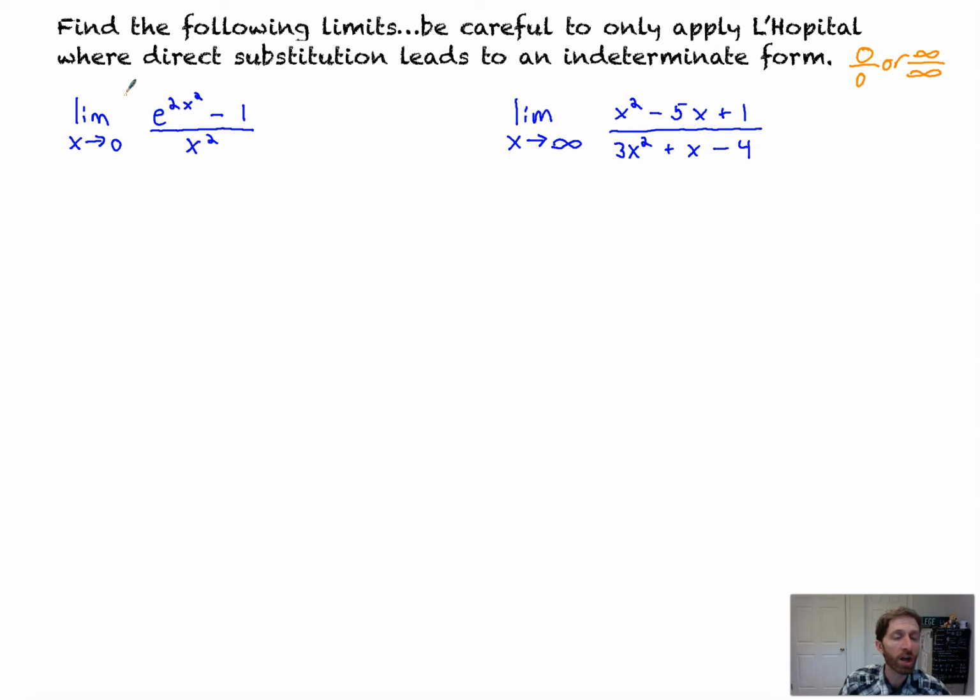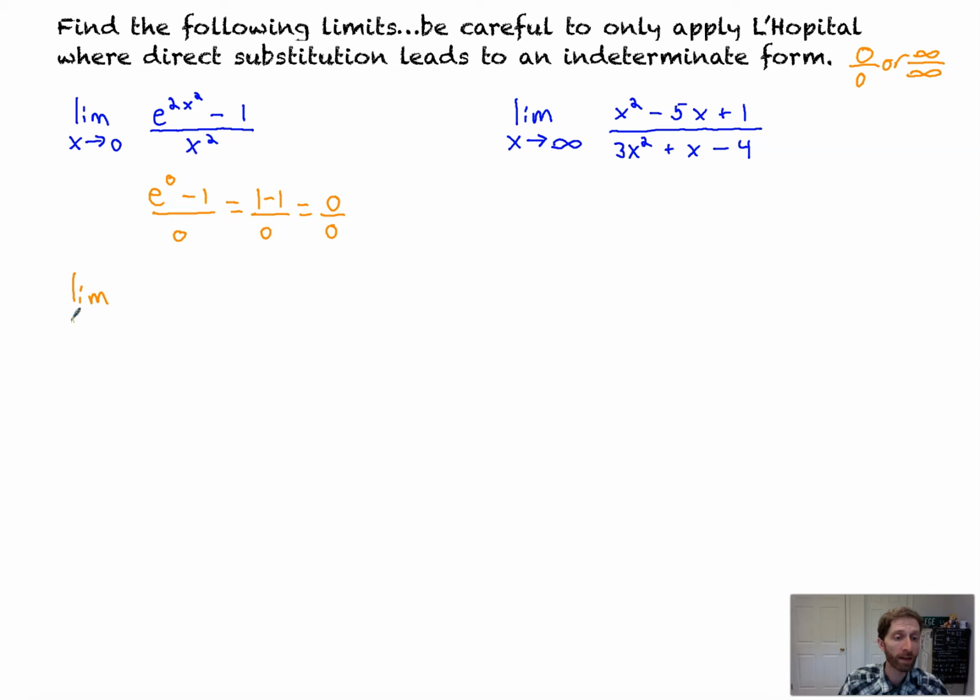Okay, so looking at this, always start out with direct sub. That's going to be e to the 2 times 0 squared, which is 0, minus 1, all over 0 squared, which is 0. That's equal to 1 minus 1 over 0, which is 0 over 0. So it's indeterminate. Therefore, we can use L'Hopital's rule.